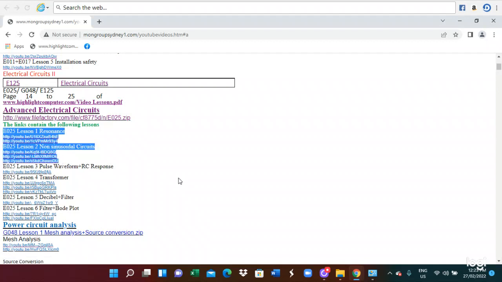Those are the 2 lessons. Regarding the written notes, you have to look at pages 14 to 25 at the following link. Those are the video lessons, and the notes for those video lessons you can get. You can download this link, pages 14 to 25. You open pages 14 to 25 and look at them.